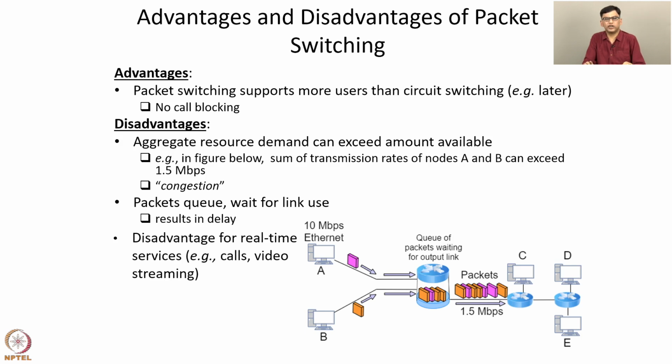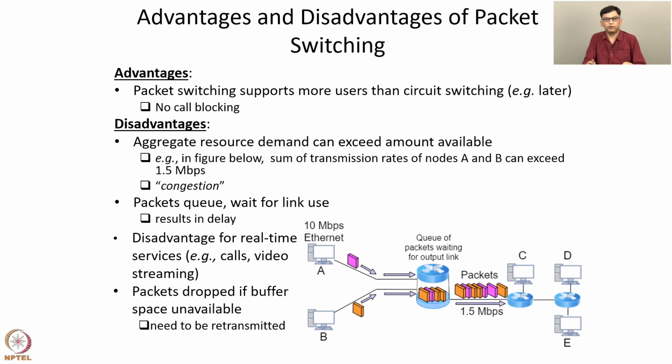This is a disadvantage for real-time services such as calls and video streaming. For example, if there is a call between users A and B, then if the end-to-end delay from A to B is more than about 200 milliseconds or so, then the quality of the call is a bit poor. So the end-to-end delay has to be small for real-time services such as calls and video streaming. So this is a disadvantage for real-time services. That's the reason that circuit switching was chosen for the telephone network. But if there is enough bandwidth in a packet switched network, then we can support real-time services well.